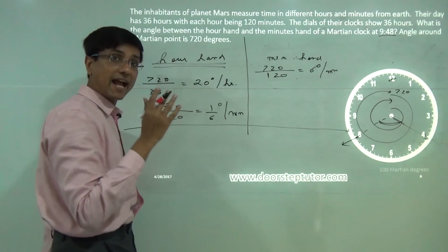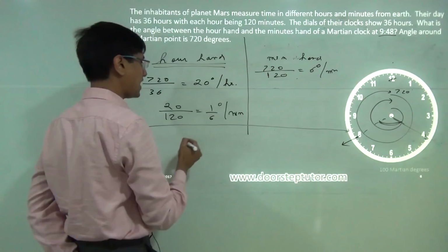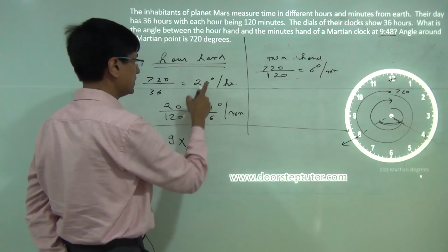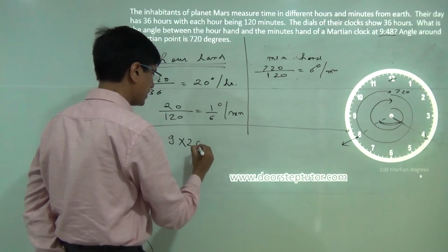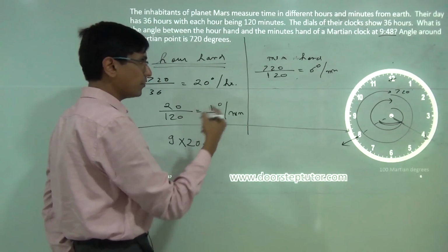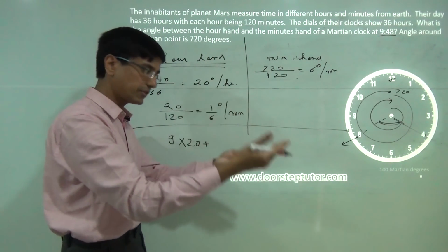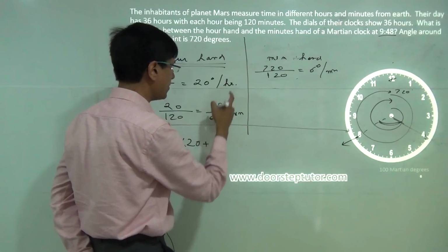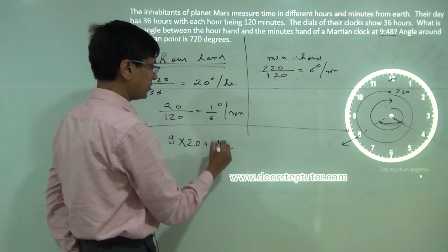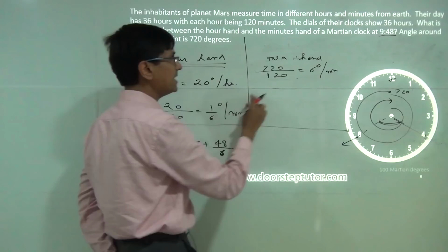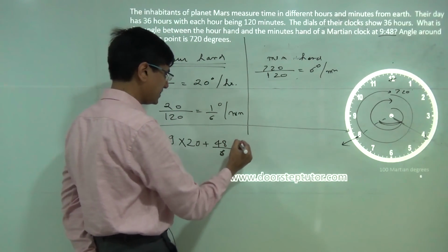Can we find out the angle for both the hands? We can. What's the angle for the hour hand? It is 9 full hours. The hour hand would have moved 9 into 20. But of course, in 48 minutes, this hour hand would have moved somewhat more. How much more? It moves 1 by 6 degree in 1 minute. In 48 minutes, it would have moved 48 into 1 by 6, which is 48 by 6.